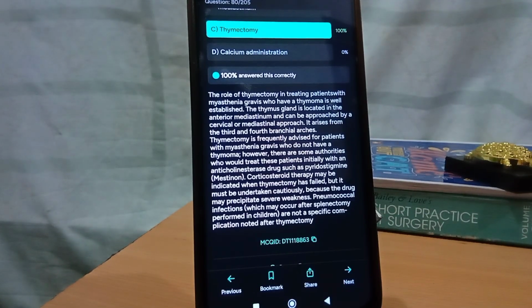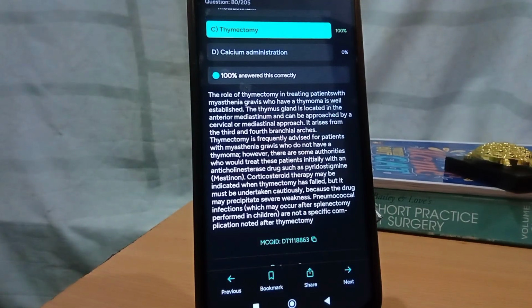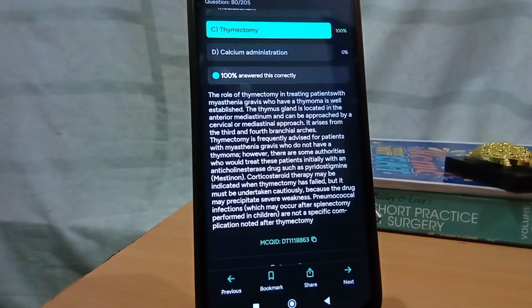However, there are some authorities who would treat this patient initially with anticholinergic drugs such as pyridostigmine. Corticosteroid therapy may be indicated when thymectomy has failed, but it must be undertaken cautiously because it may precipitate severe weakness. Pneumococcal infection, which may occur after splenectomy performed in children, is not a specific complication of thymectomy.